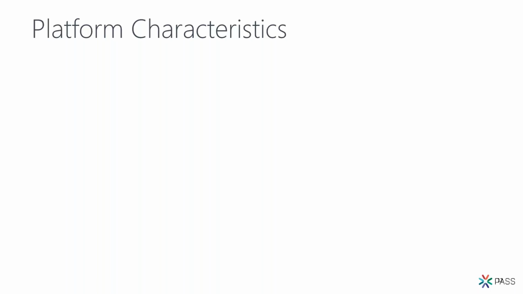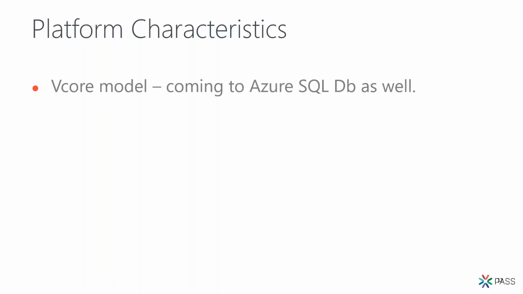All right, so some of the platform characteristics that are the same in all of them. Microsoft is introducing a new model for provisioning managed instance, based on virtual cores. So you have to pick a certain amount of virtual cores, and this gives you a certain amount of RAM per core, and also gives you a certain amount of storage that you can use and speed of the storage for that managed instance.